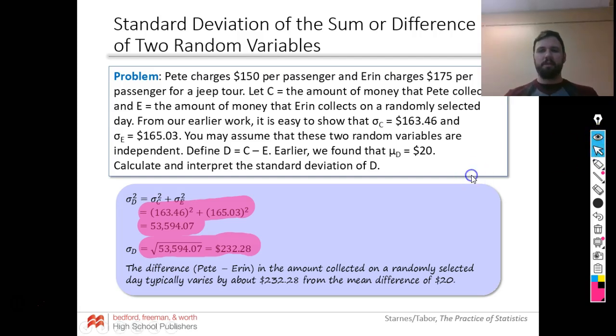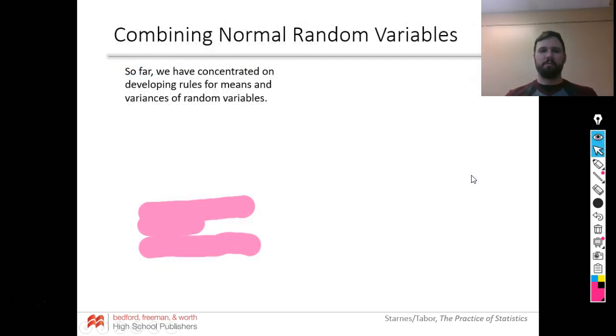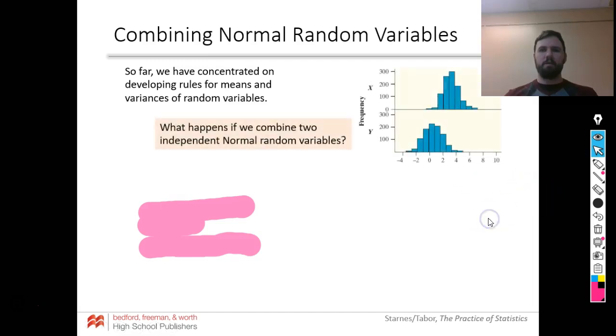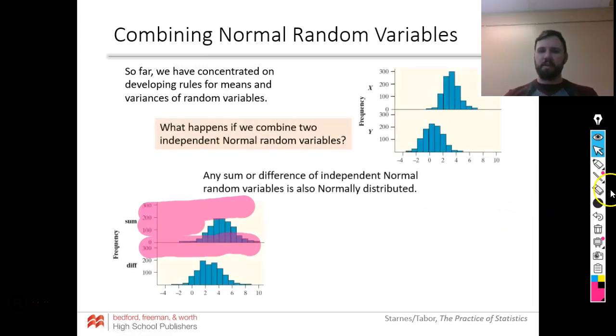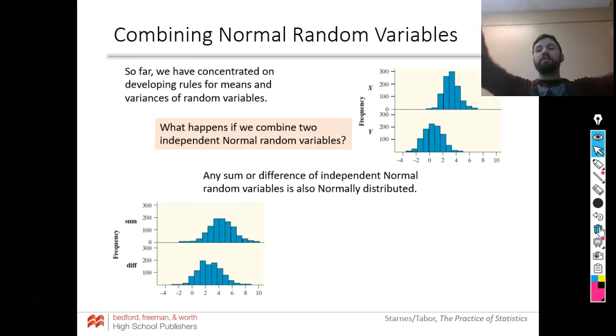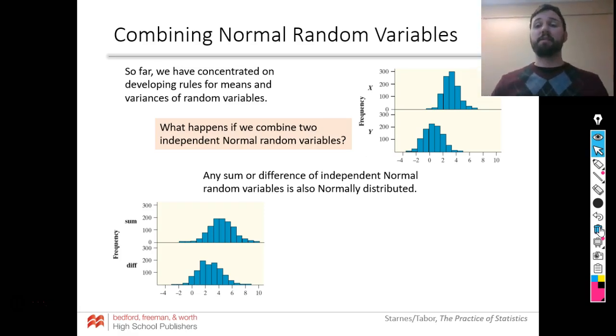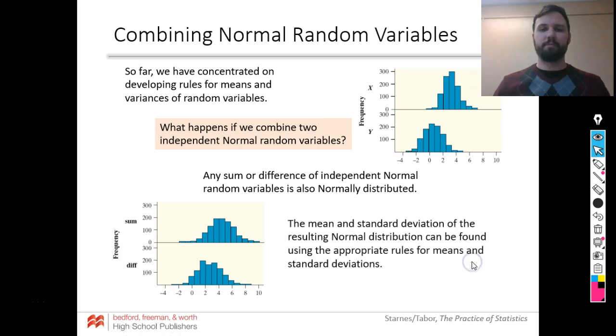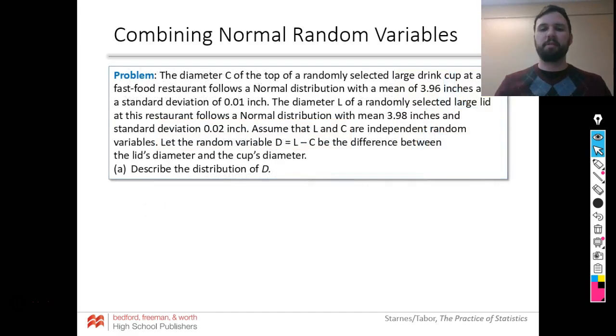I think we might be done though. Oh, here's something cool. If you combine normal random variables, they're still normal. If you combine independent normal random variables, they are still normal. Okay? We'll use our formulas to find the mean and standard deviation. Just know they're still normally distributed. Okay?